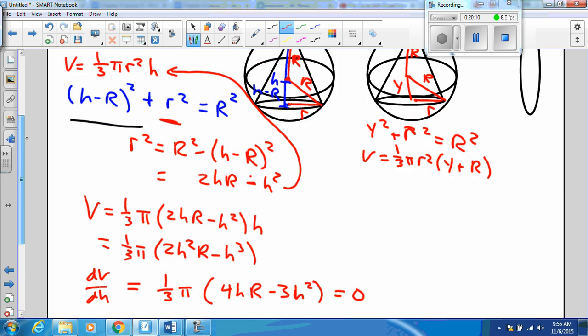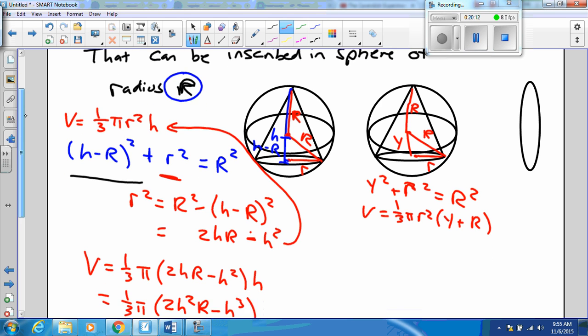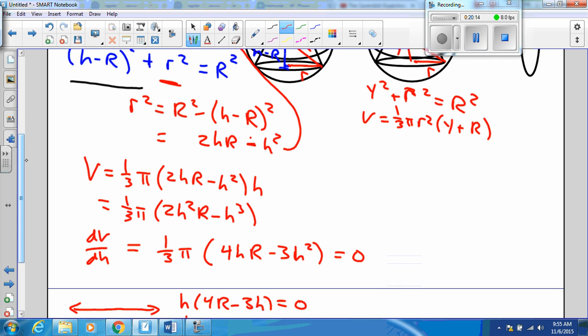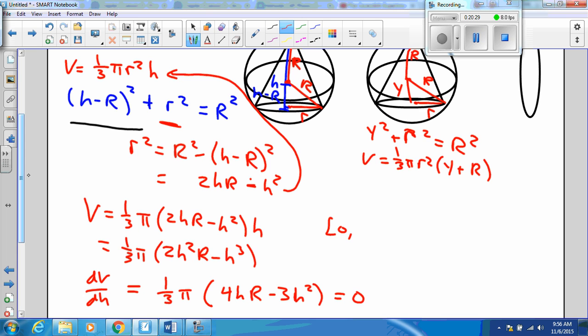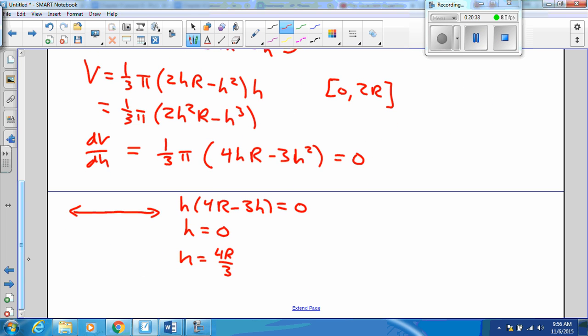We failed to do something before we got started. We failed to identify the domain. What is the smallest possible value for h? 0. And what is the largest possible value for h? It has to be smaller than the diameter. Yes, and the diameter is what in terms of r? That's right. So my domain for this problem is from 0 to 2r.